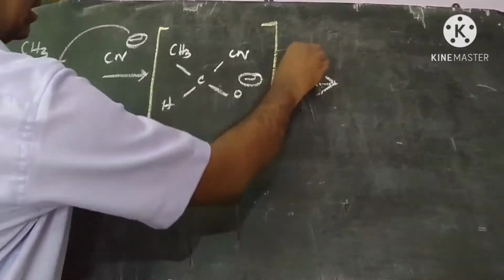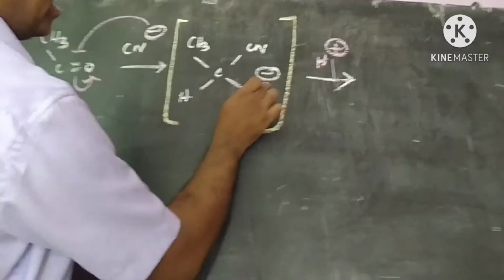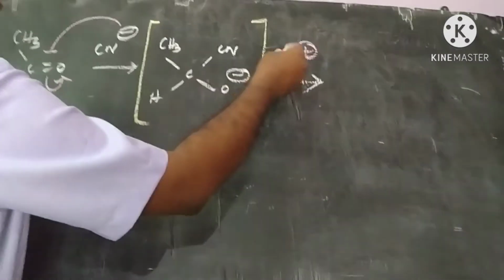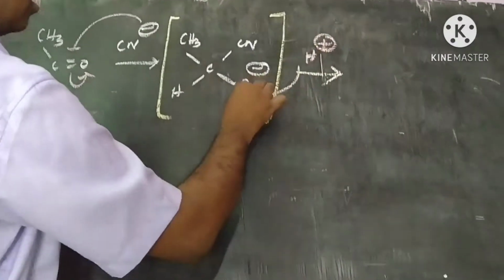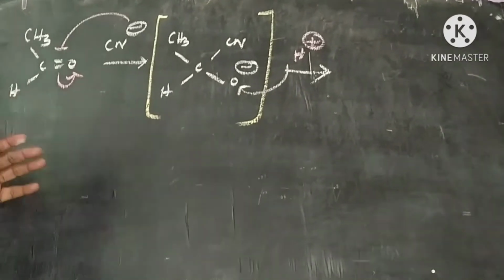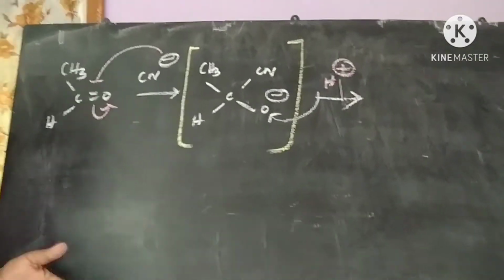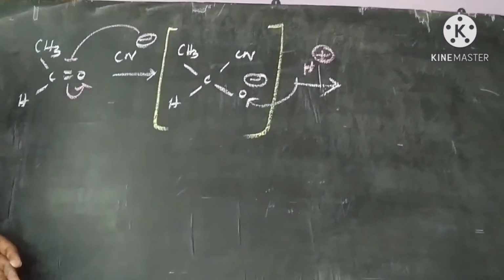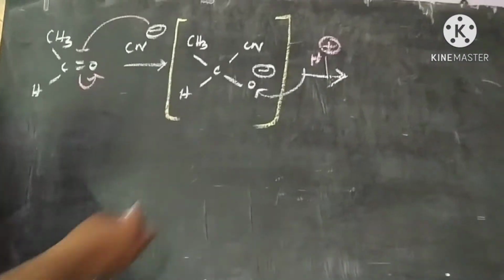So H plus. See here, negative charge, positive charge. In the hydrogen, H plus, that is the proton generated. We get 2-hydroxypropane nitrile. When the CN comes, we can call that compound a nitrile. In the common name, acetaldehyde cyanohydrin is produced.